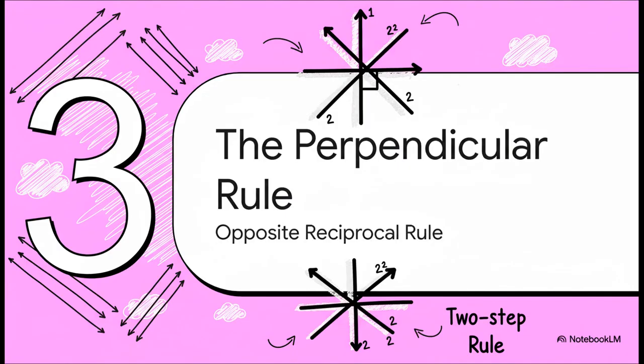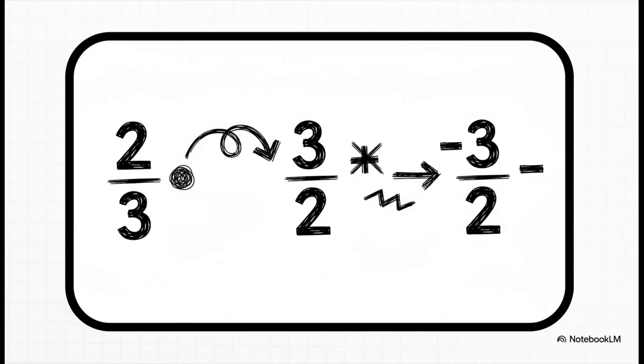Okay, so if parallel lines are all about being the same, you can probably guess that perpendicular lines are, well, all about being different. Their relationship is a little more involved, but it follows this really neat, predictable two-step rule. This is it. This is how you find the slope of a perpendicular line. You take the original slope, you flip it upside down, that's the reciprocal part, and then you switch its sign. So from positive to negative or from negative to positive. That's the opposite part. Just remember this little mantra: flip and switch.